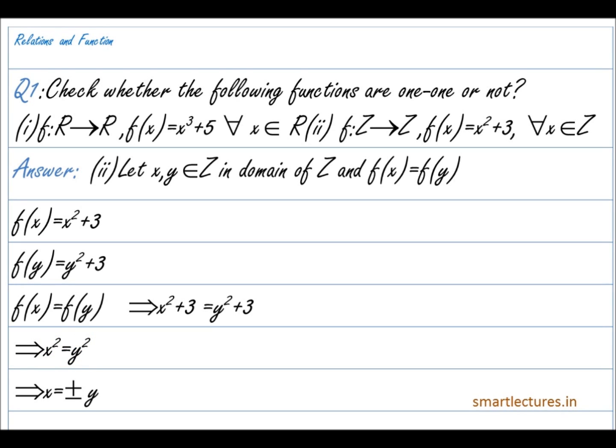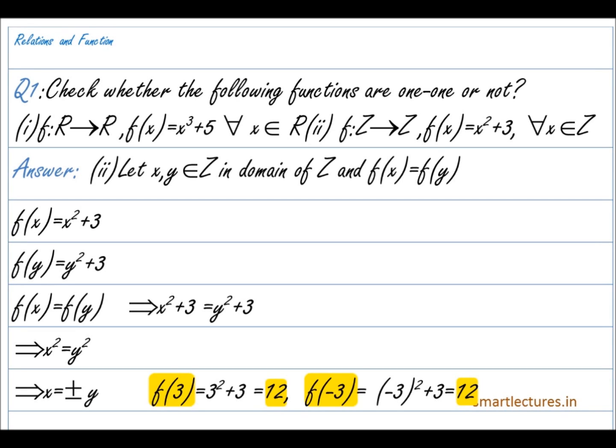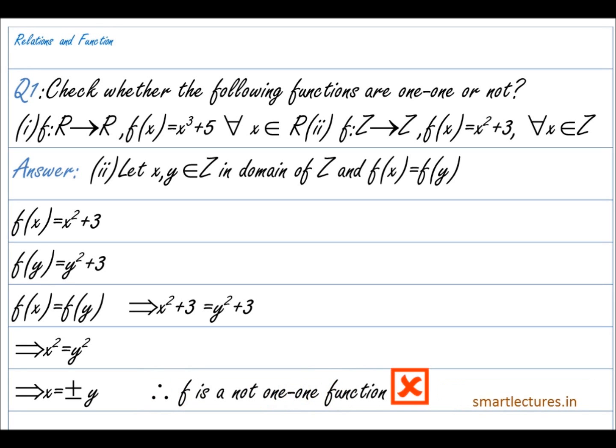You can also check it. Suppose we have got x as 3, then the value of f of 3 is equal to 12. Similarly, the value of f of minus 3 is equal to minus 3 square plus 3, again equal to 12. So that means the given function has the same value for different values of x, or we can say this function has the same value for different values in the domain of the given function. So that means this function is not a 1-1 function.